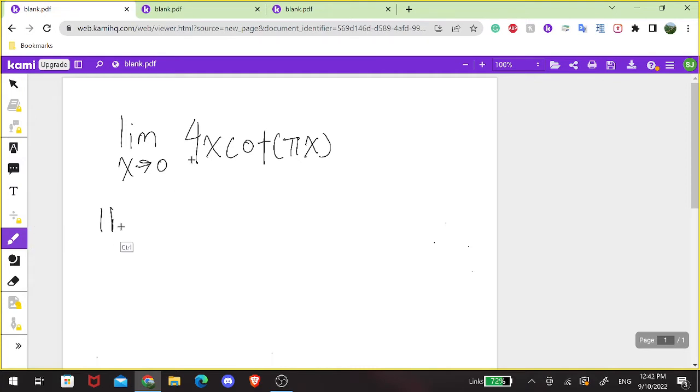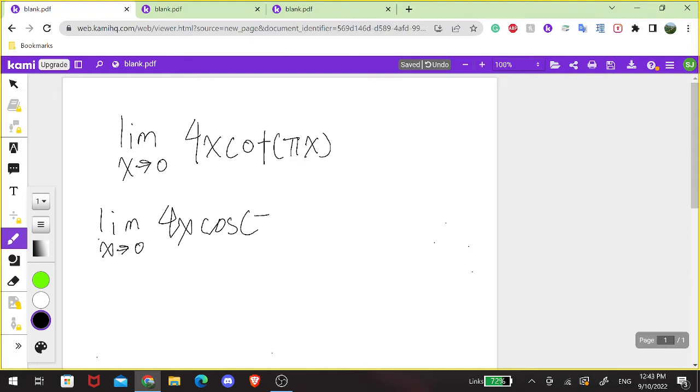The limit as x approaches 0 of 4x, we can rewrite cotangent pi x as cosine pi x over sine pi x, right? So tangent is just sine over cosine. Cotangent is the inverse of that, which is just cosine over sine. Okay, this should be easy.